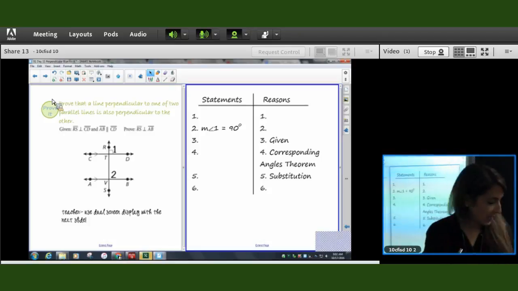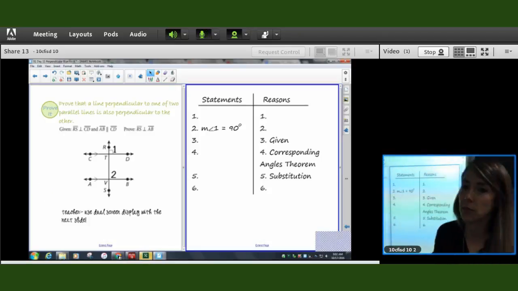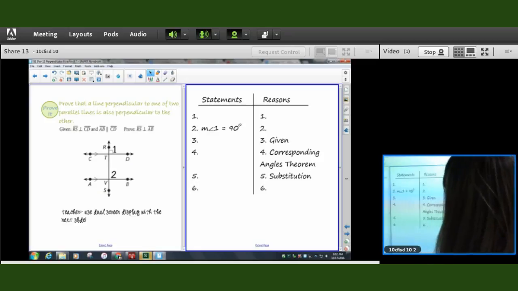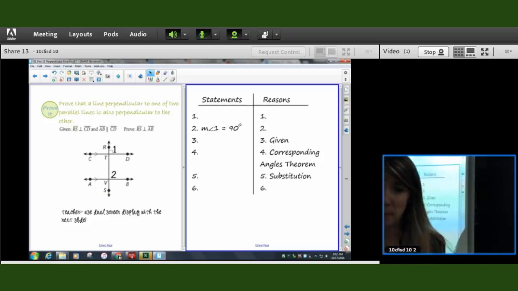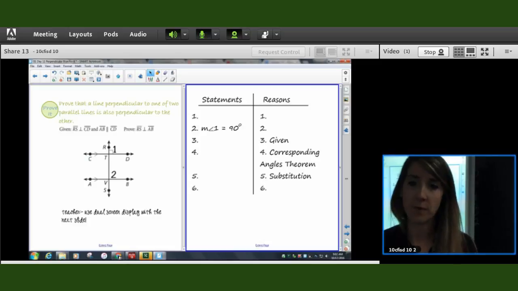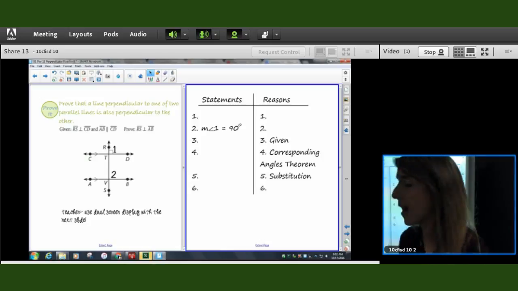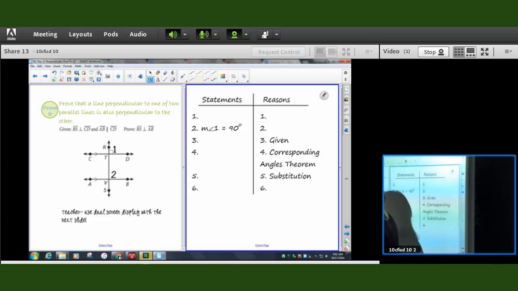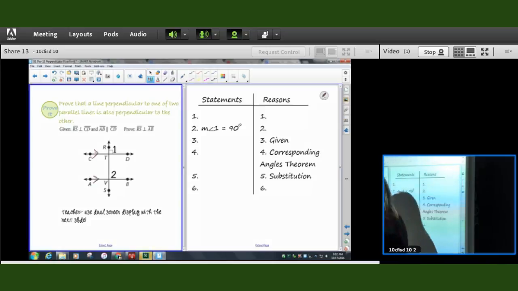Okay, the last part of this lesson is that we need to do a proof, getting our feet wet so we can do it later in another unit. Prove that a line perpendicular to one of two parallel lines is also perpendicular to another. So we are going to fancily prove that if CD is perpendicular to RS, then AB is also perpendicular to RS because of the fact that they're parallel.